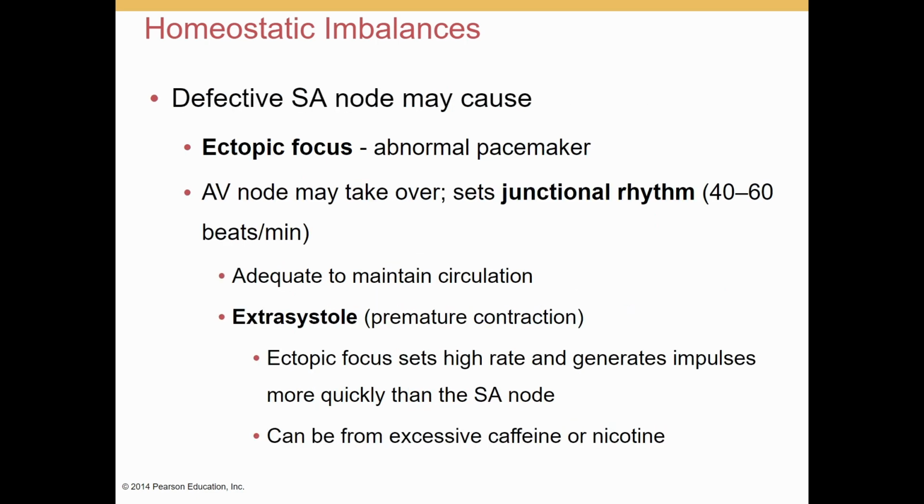A defective SA node, though, could cause an ectopic focus, and that's when you have a different, abnormal pacemaker. The AV node may take over. That would set a junctional rhythm of about 40 to 60 beats per minute, and that's adequate to maintain circulation. Or maybe because of high intake of caffeine or nicotine, you have an ectopic focus that's going to set a higher rate than what we see for the SA node. That's known as extrasystole, and it's premature contraction. It could be from excessive use of certain drugs, again like caffeine or nicotine, but an ectopic focus that causes extrasystole is always going to generate an impulse more quickly than the SA node.